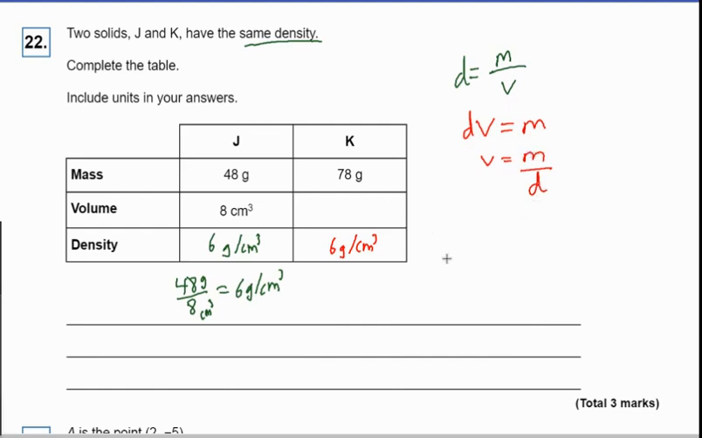Okay, so with this one, we have 78 divided by 6. 78 grams divided by 6 grams per centimeter cubed. And 78 divided by 6 is going to be 13. So that's going to be 13 centimeters cubed. Okay, that's the table filled out.